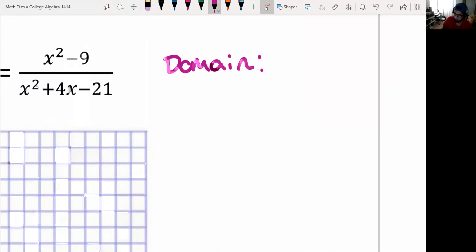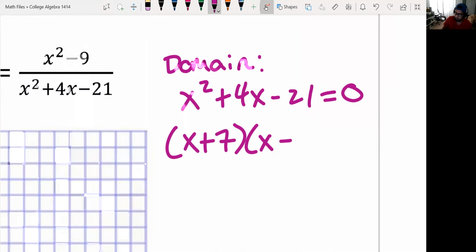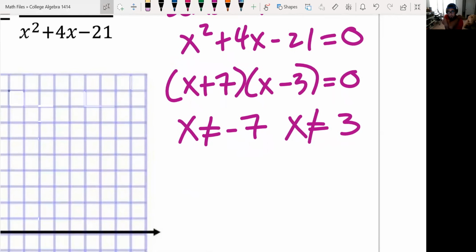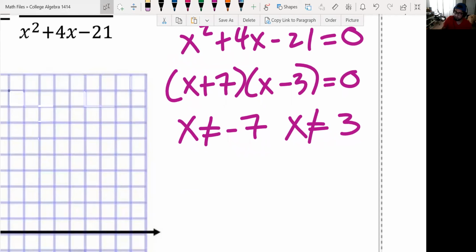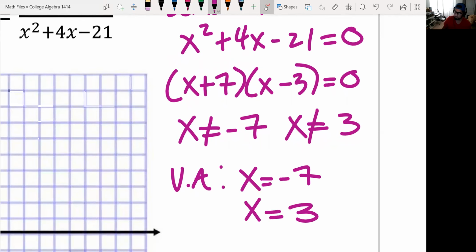For the domain of this function, you'll take x squared plus 4x minus 21 and set it equal to 0. Factor that, you should get x plus 7 times x minus 3 equal to 0. x squared, 3, 7, 4, good. And you'll get x cannot equal negative 7, and x cannot equal 3. Okay. So, domain and vertical asymptotes go hand in hand. So you'll have x equals negative 7, and x equals 3.